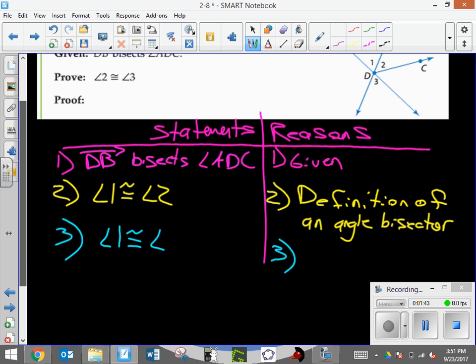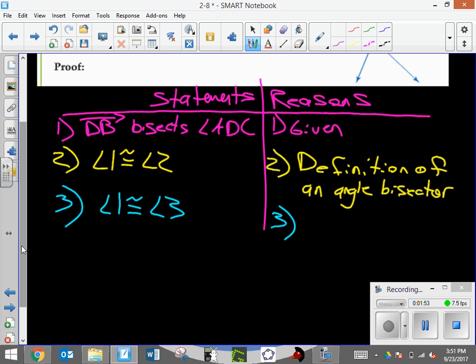We know that angle 1 is congruent to angle 3 because those are vertical angles. Vertical angles we know are congruent to each other. They're formed by intersecting lines, and they're special because they are congruent. So I'm just going to put vertical angles as my reading.